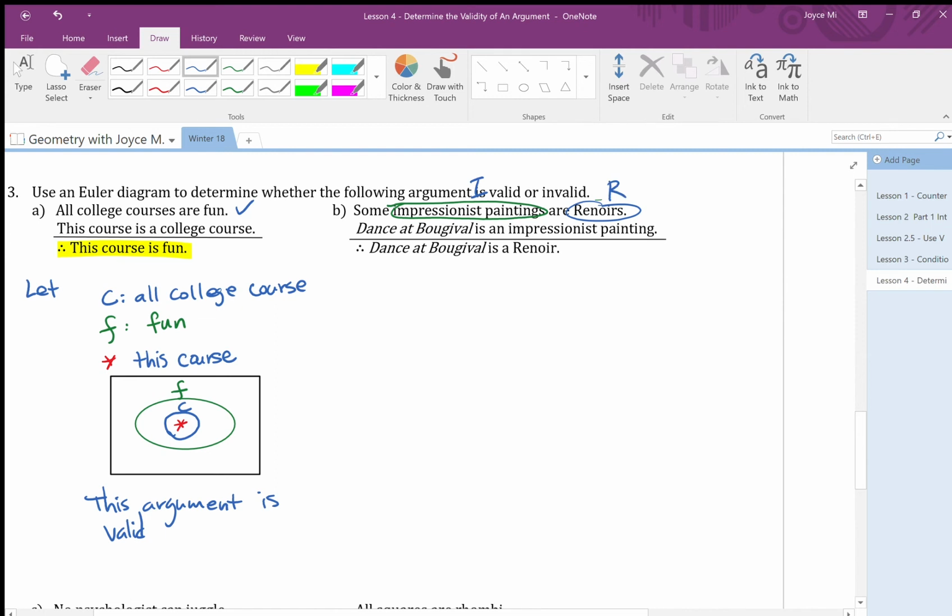So I'm gonna draw it. So some of this I is in R. So some of I is in R. So I can draw some I in R. Well, we represent some I in R tells me I and R overlapping. So let me just color code them again. Let's go in here. This is I, this is R, and I'm kind of defining I as Impressionist painting, R as Renoir's. So here some I is in R.